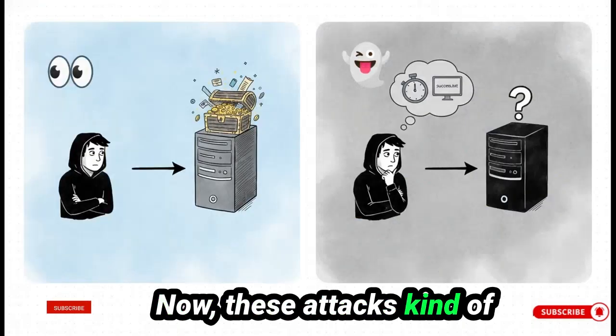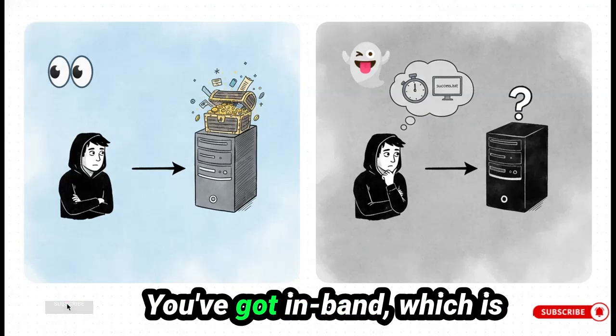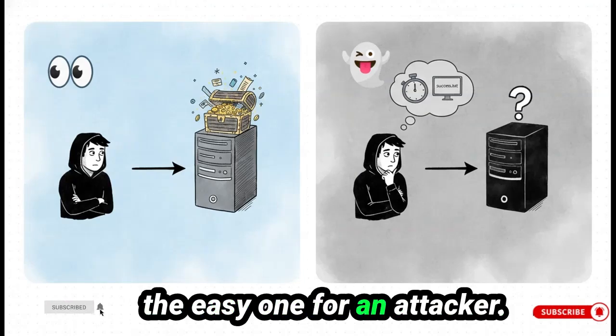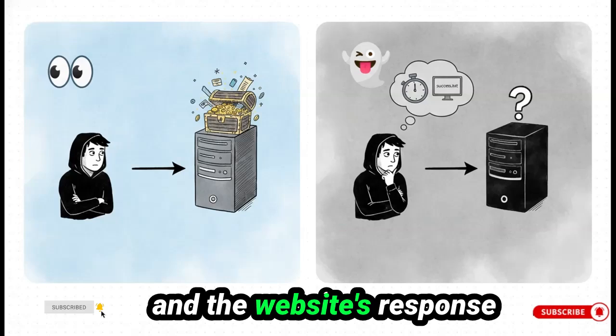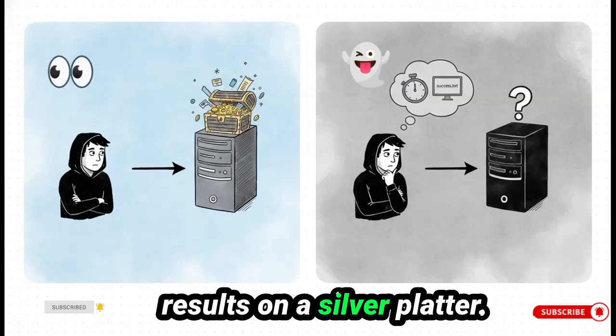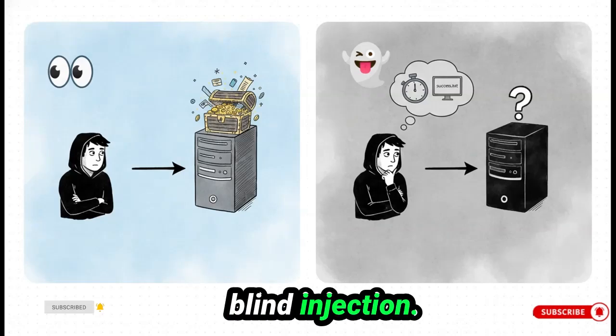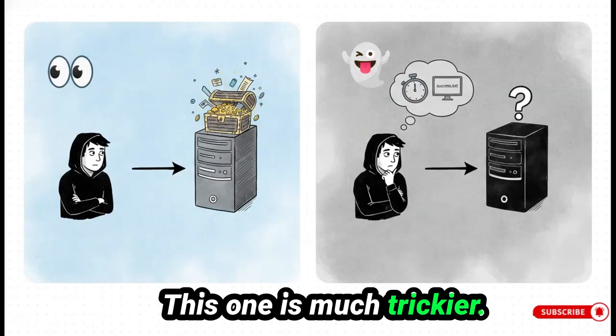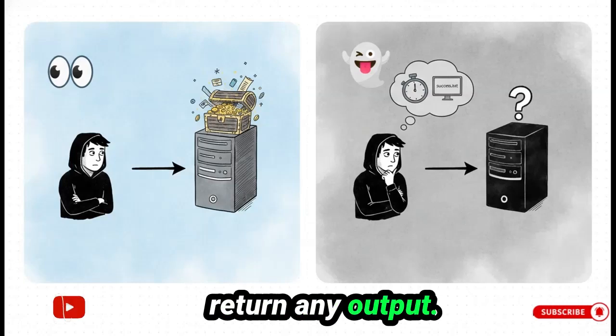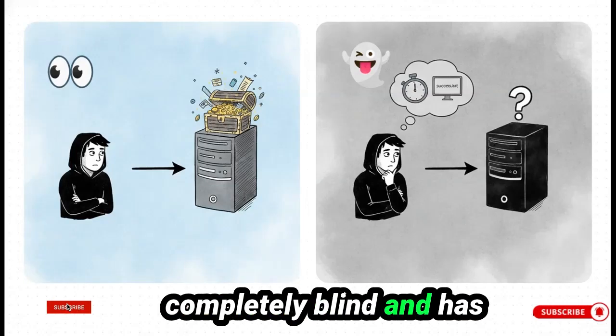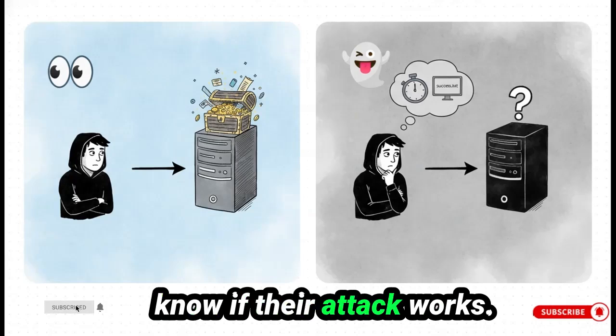Now, these attacks kind of come in two main flavors. You've got in-band, which is the easy one for an attacker. They inject a command, and the website's response just hands them the results on a silver platter. But then there's blind injection. This one is much trickier. The application doesn't return any output. The attacker is flying completely blind and has to get creative to even know if their attack worked.